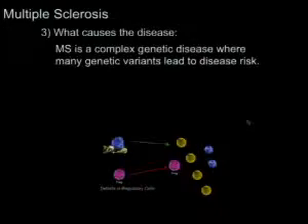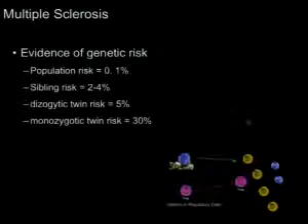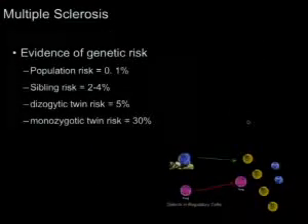But let me end with presenting these new data about what actually causes the disease. And along the line of there's not one defect in immune regulation, or not one type of antigen, MS is a so-called complex genetic disease where there are multiple genetic variants, each by themselves with a small effect, which lead to disease risk. So what's the evidence that MS is a genetic disease?